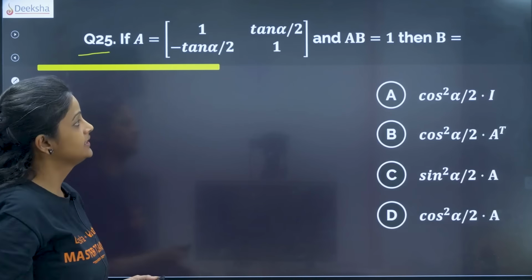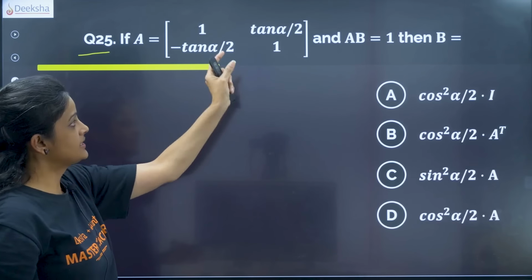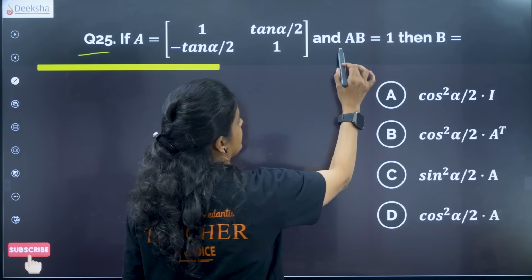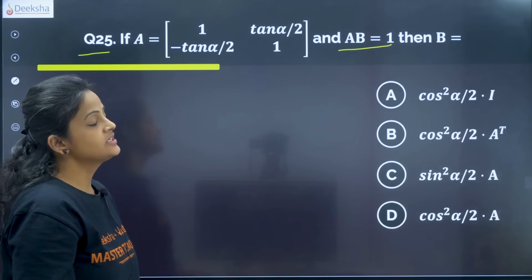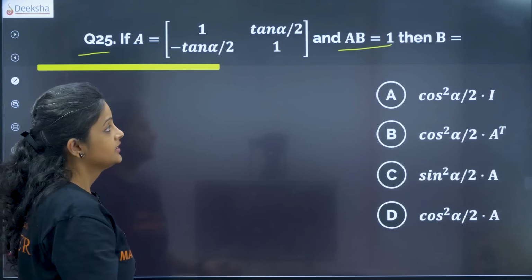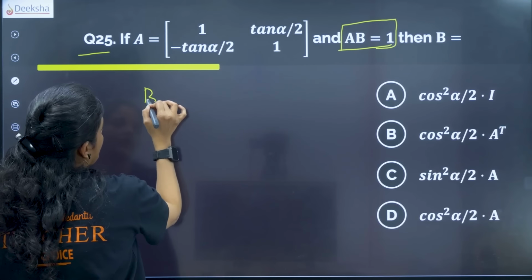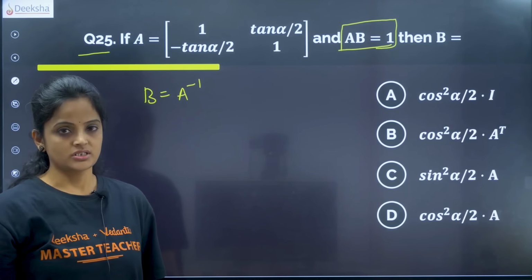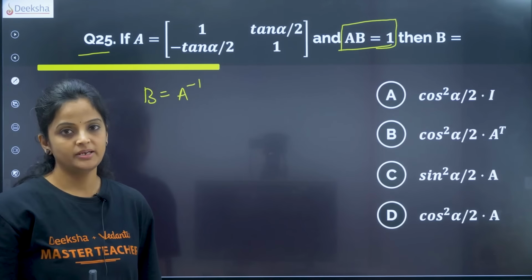25th question is again on matrices. A is equal to the matrix they have given, and AB is equal to 1 what they have given. That is the identity. And B is what we are asked to find. Take it from this condition. Okay. Actually, matrix B is A inverse. I have to find A inverse in order to get B.